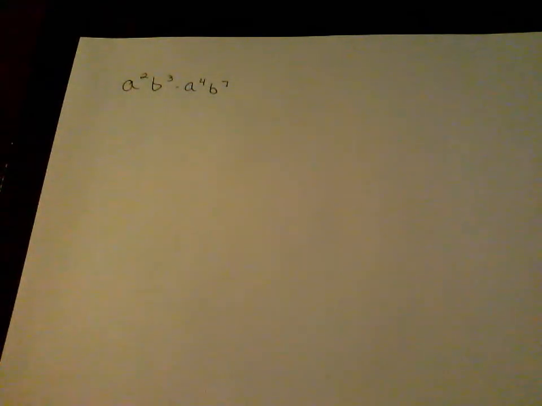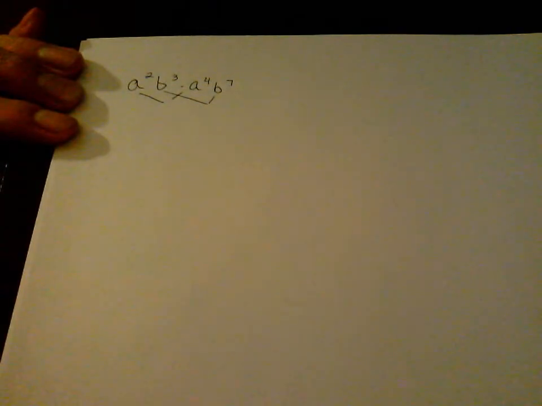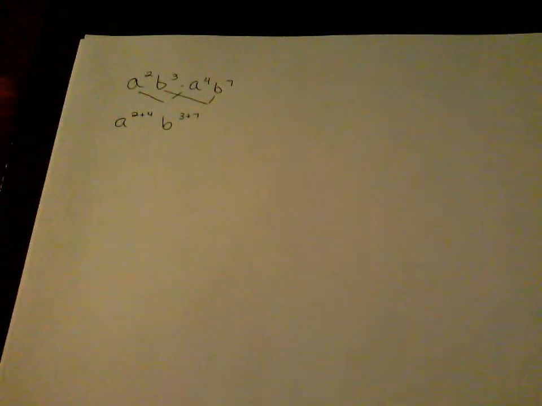So first example, let's say I had a to the 2nd, b to the 3rd, times a to the 4th, b to the 7th. So you have these two things multiplying each other. Well, since they're multiplying, that means we're going to be adding the exponents. But we can only add things that are alike. So these two are alike, and these two are alike, same bases. So this is going to be a to the 2 plus 4, and this will be b to the 3 plus 7. So this is actually a to the 6th, b to the 10th.